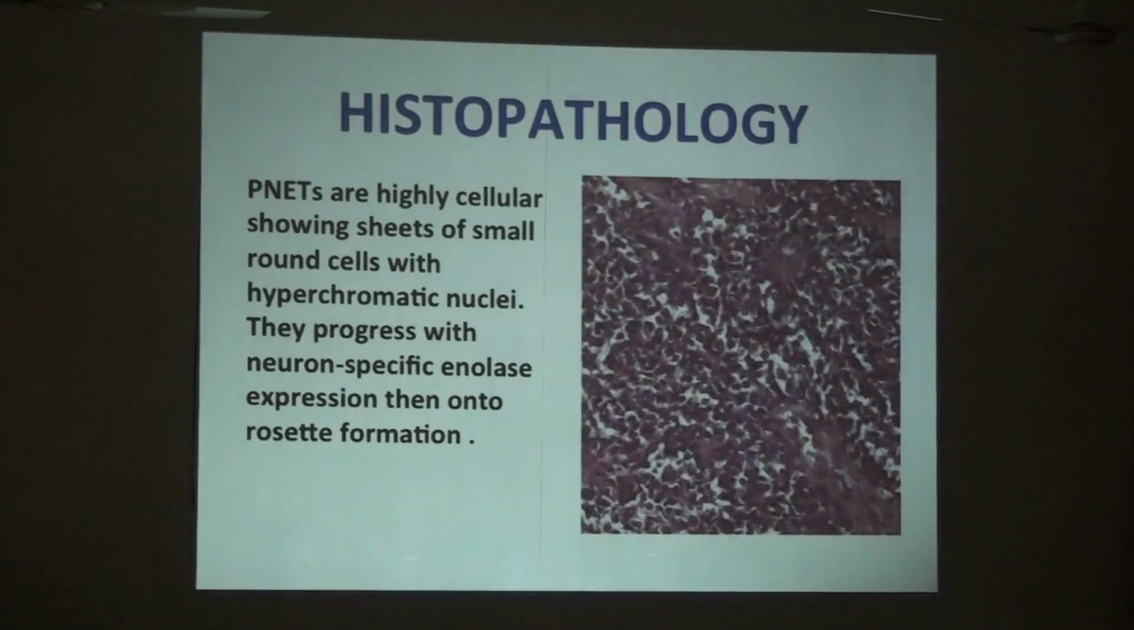This is a histopathology picture. PNETs are highly cellular, showing sheets of small round cells with hyperchromatic nuclei. They progress with neuron-specific enolase expression, then on to rosette formation.